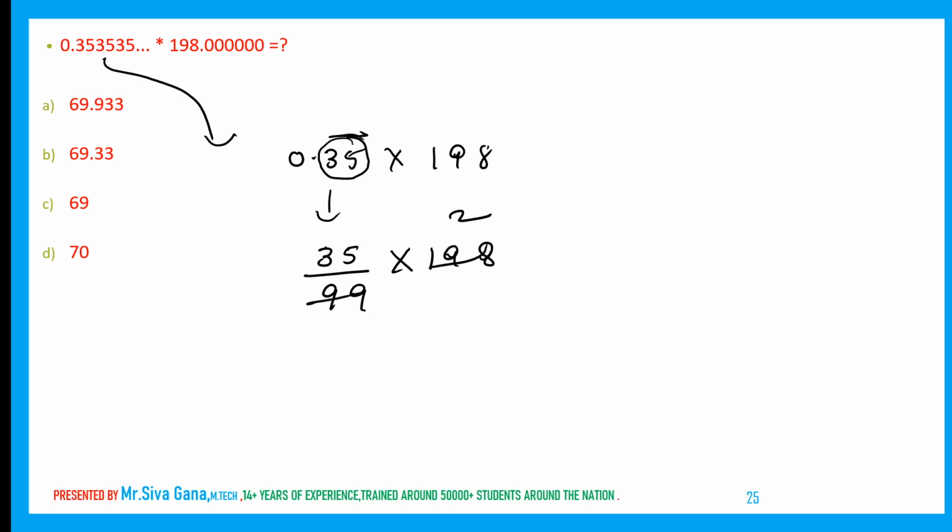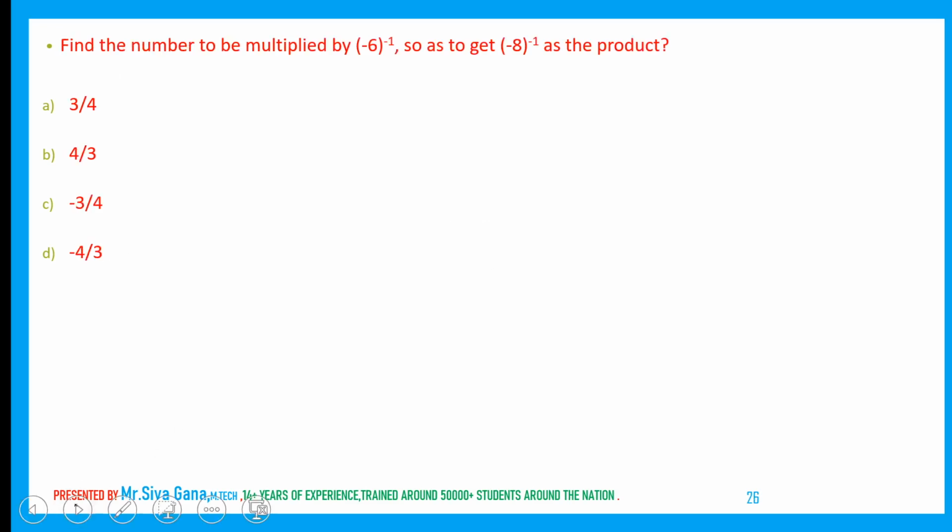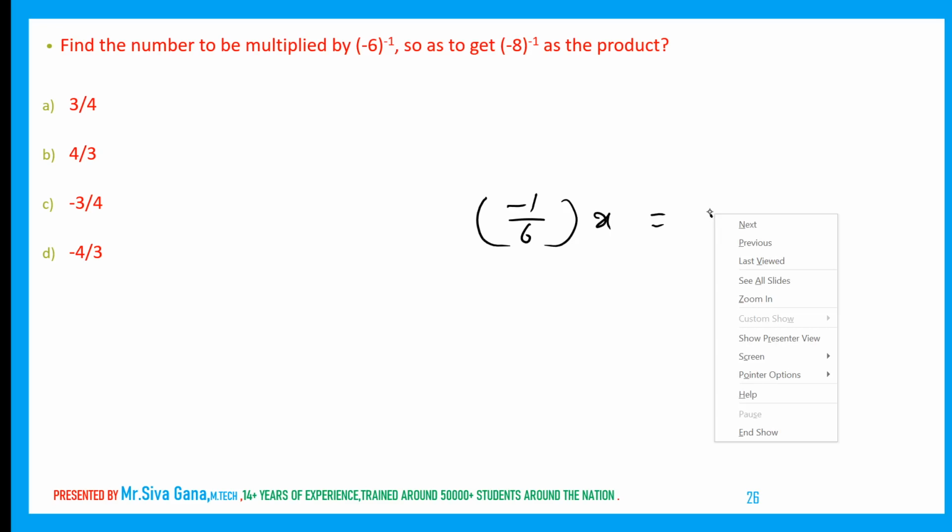This is 2 times 35, that is 70. Next, find the number to be multiplied so as to get this one. Minus 6 is nothing but minus 1 by 6. You have to multiply with what to get minus 1 by 8 power minus 1, which is nothing but minus 1 by 8. This is also minus 1.